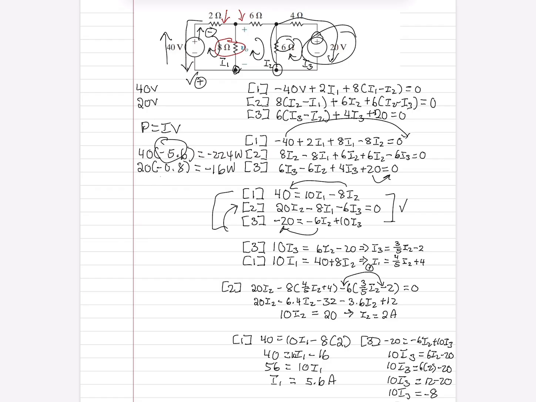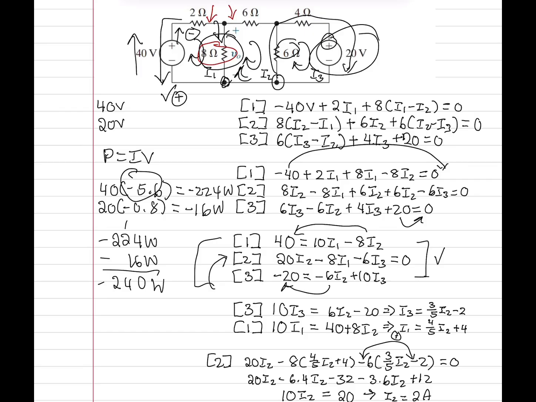So then we know that a total of 224 plus 16, which is simple addition, is just going to be 240. That's the total power generated by these two power sources. If you want to double check, you can do a power check with all the resistors. It should add up to 240. I'm sorry, I forgot that there's a part 2 of the problem.